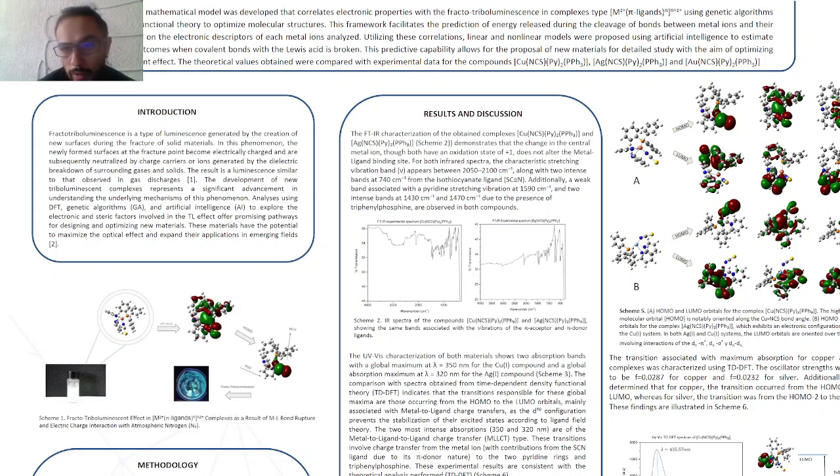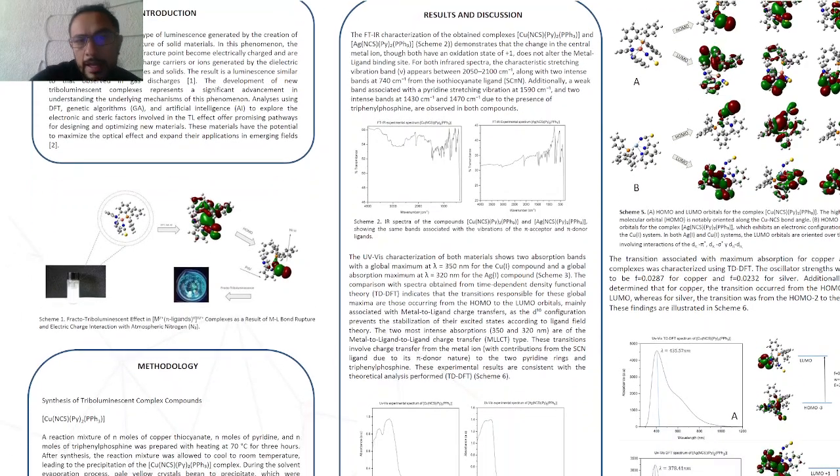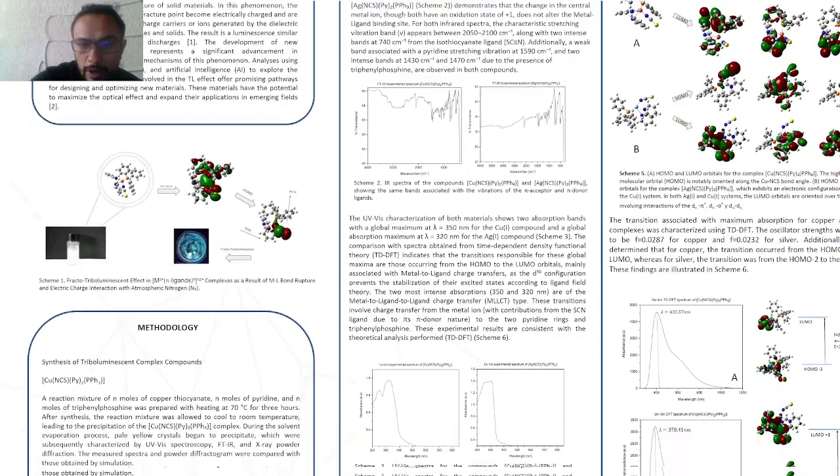Along with two intense bands at 740 wave number, from the isothiocyanate ligand. Additionally, it's important to mention a weak band associated with a pyridine stretching vibration at 1590 wave number. And another two intense bands appear at 1430 and 1470, due to the presence of triphenylphosphine, as we can see in these compounds.